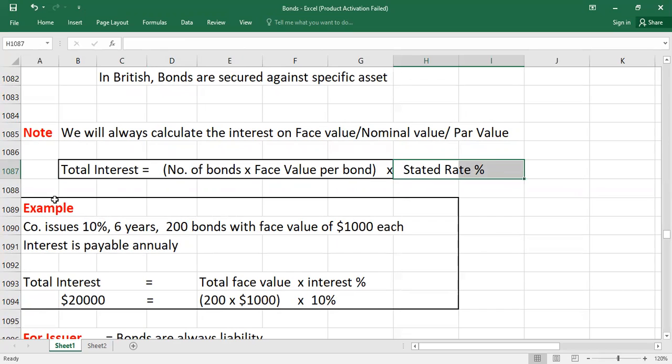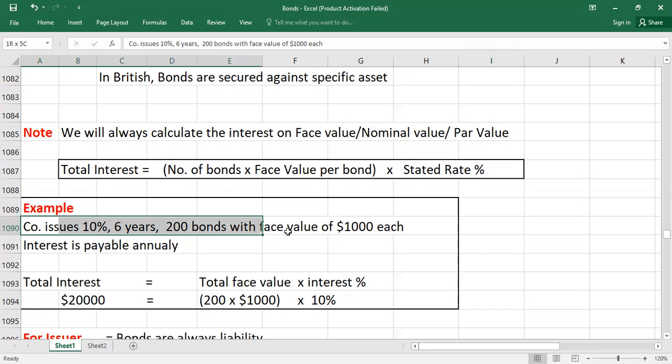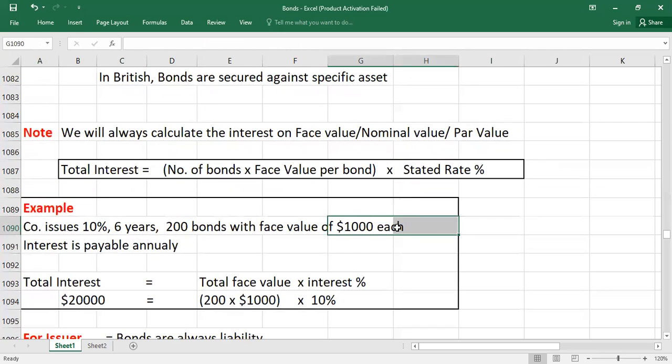So here we have a small example just to calculate the amount of interest. For example, a company issues 10%, 6 years, 200 bonds with the face value of 1000 each. Here the 10% is the stated rate. 6 years is the maturity period. 200 bonds are the number of bonds and face value for each is 1000. So interest is payable annually.